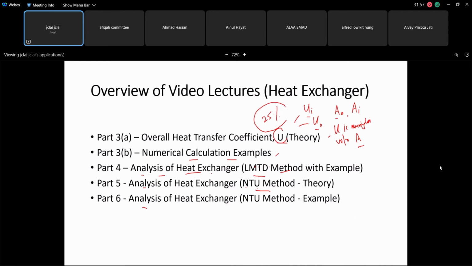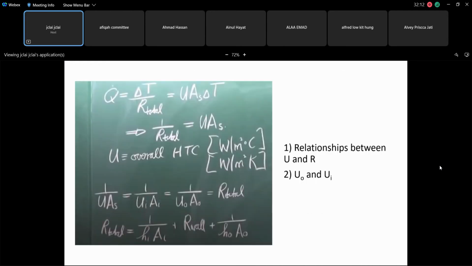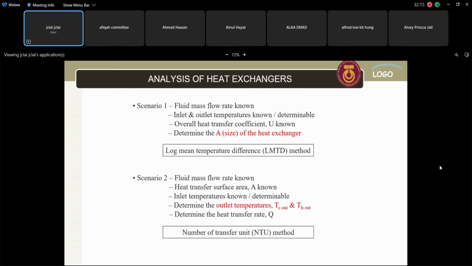Because you were given different information, right? Depending on the types of information provided, you need to use a different method. So I give you some more information, right? The LMTD method can be used when inlet and outlet temperatures are given, right? For example, you were given a heat exchanger.